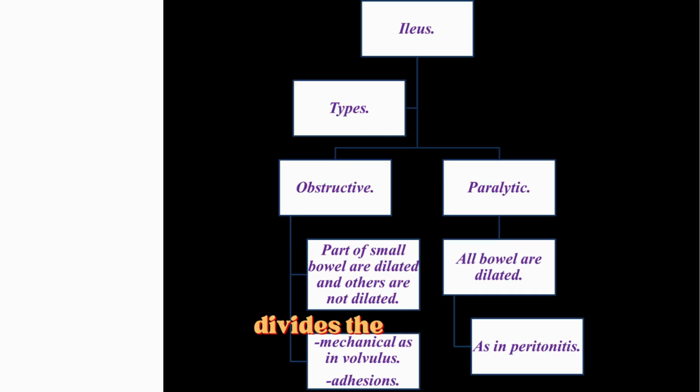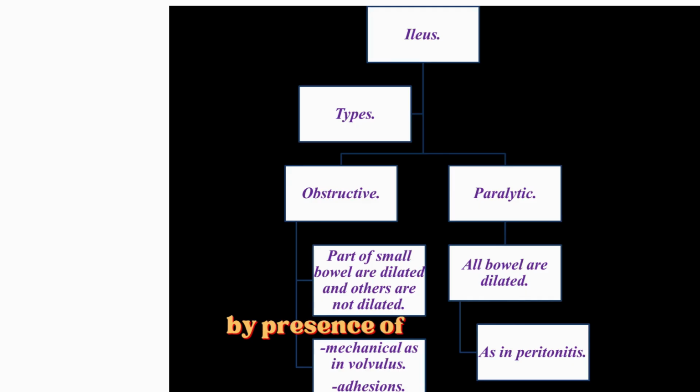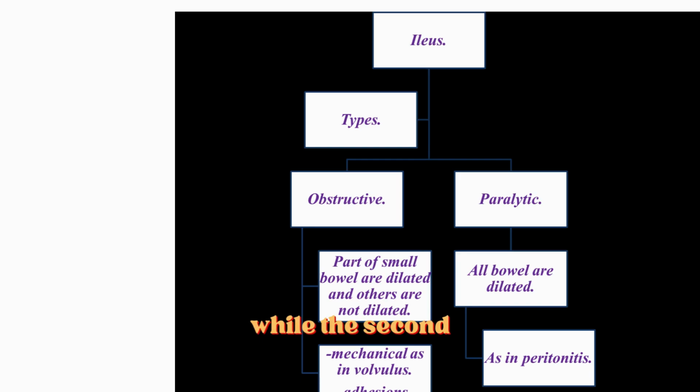This smart art divides the ileus into 2 types. The first one is obstructive, which could be diagnosed by presence of parts of bowel dilated and the other parts not dilated, as in volvulus, while the second one is paralytic type, which shows dilatation of all bowels, as in peritonitis.